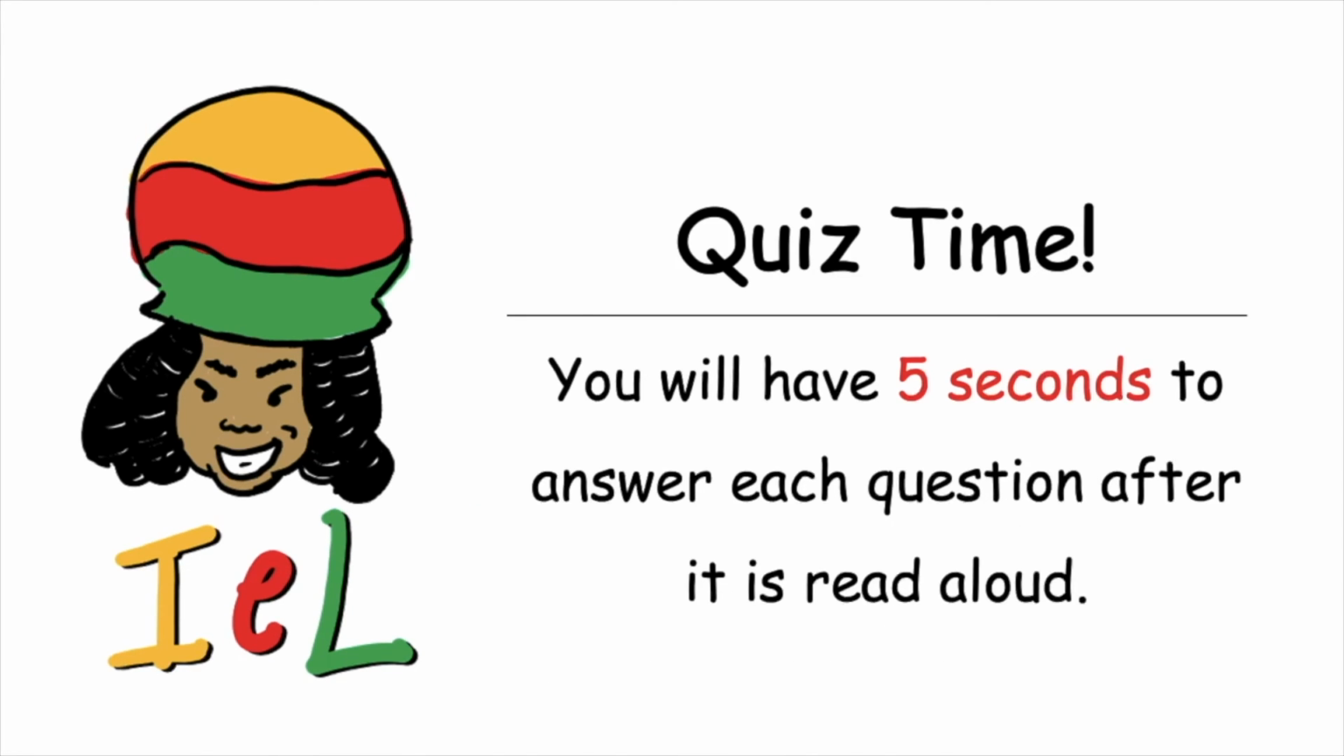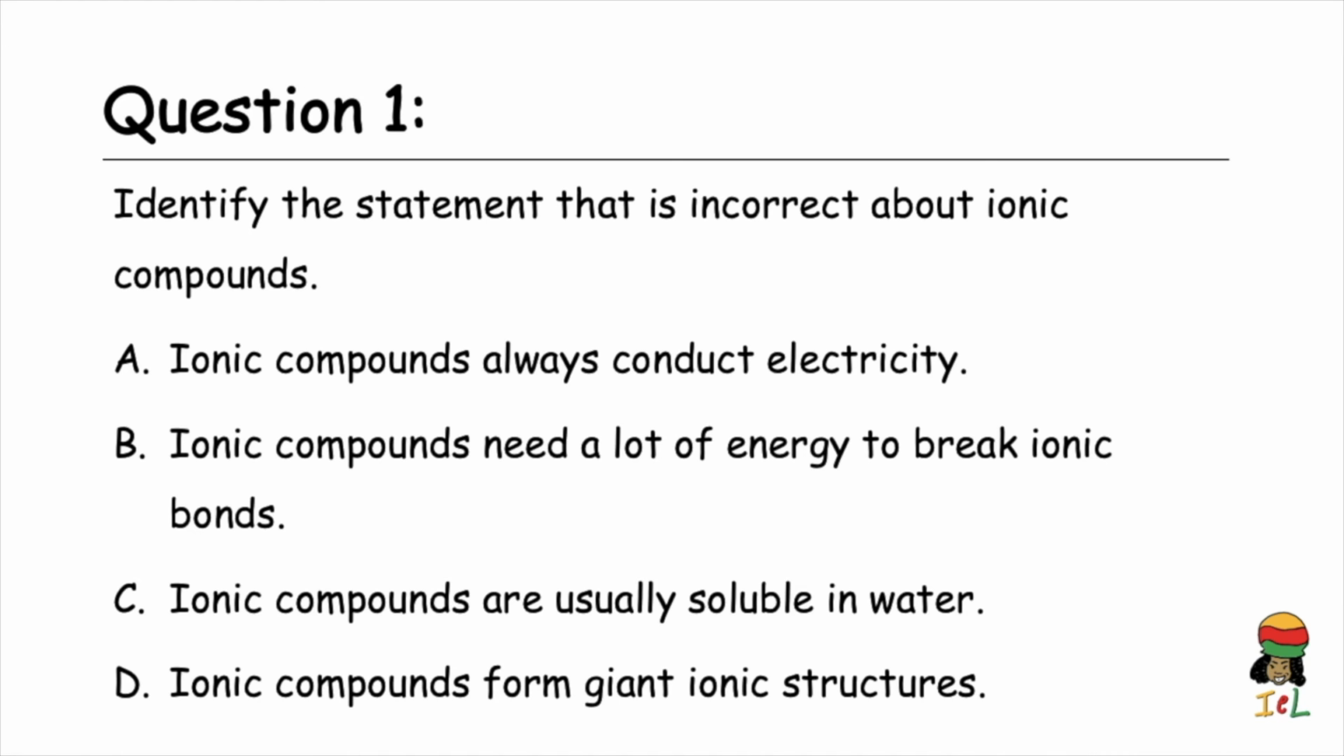It's quiz time. You have 5 seconds to answer each question after it is read aloud. Question 1. Identify the statement that is incorrect about ionic compounds. A. Ionic compounds always conduct electricity. B. Ionic compounds need a lot of energy to break ionic bonds. C. Ionic compounds are usually soluble in water. D. Ionic compounds form giant ionic structures.